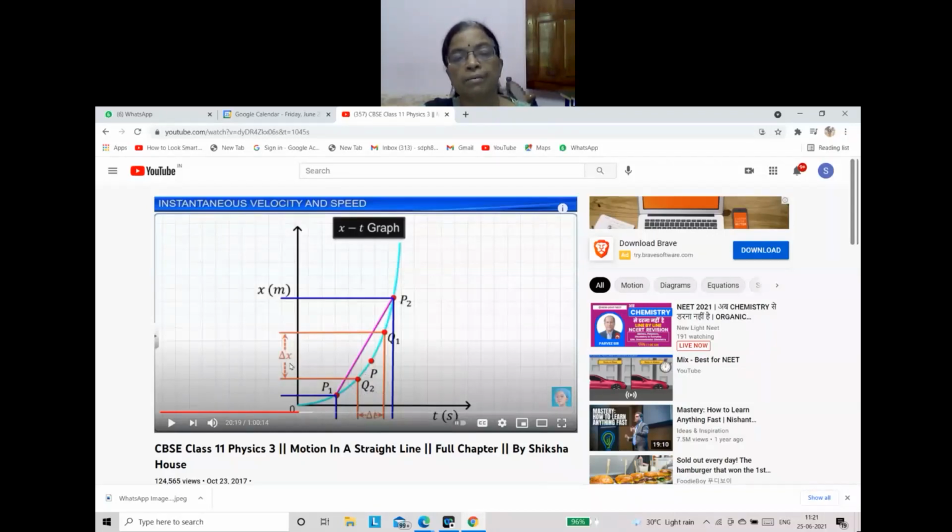So what happened to displacement? It also reduces. Time interval is reduced, and the distance covered by the body also reduces. Next step, we finally get one line. Another two points are taken very near to P, for example R1 and R2. Again, we have reduced the time interval.